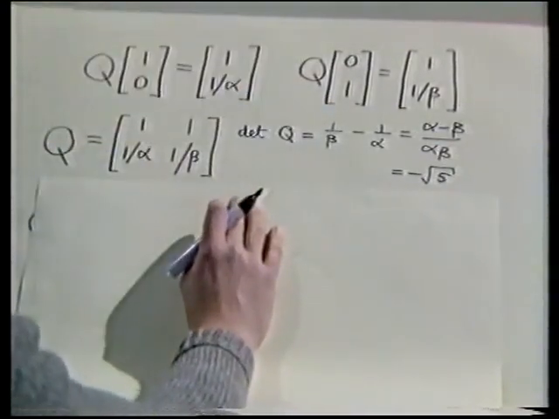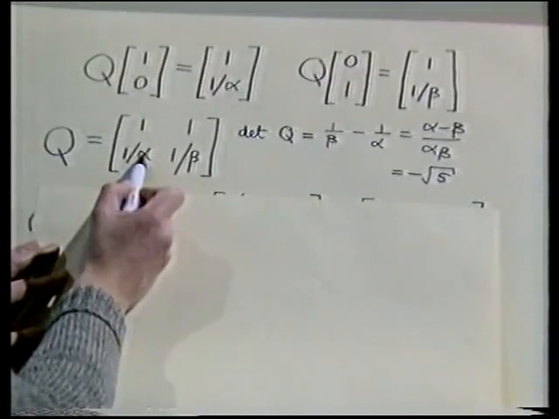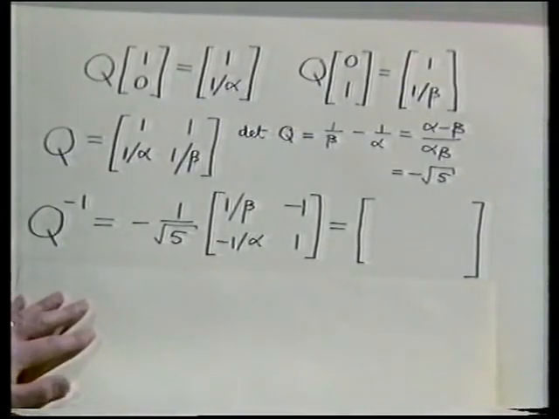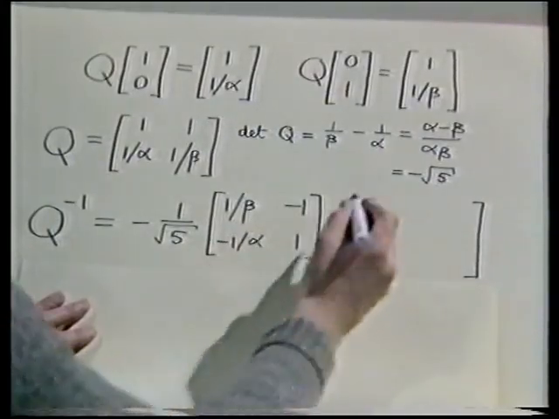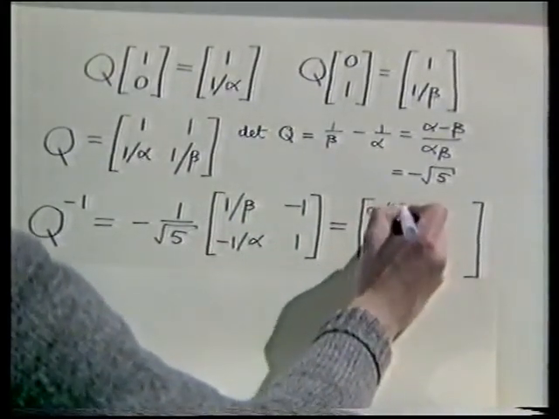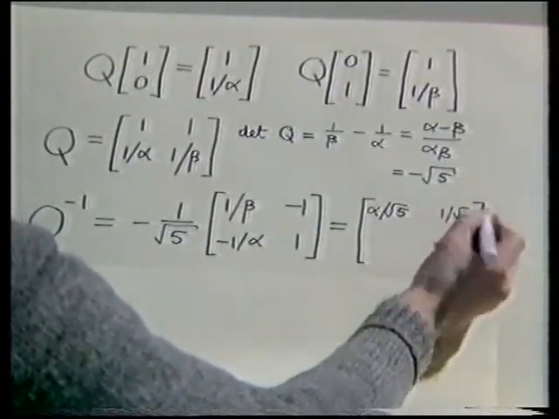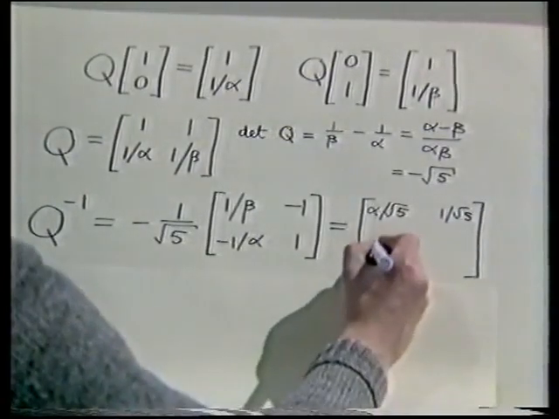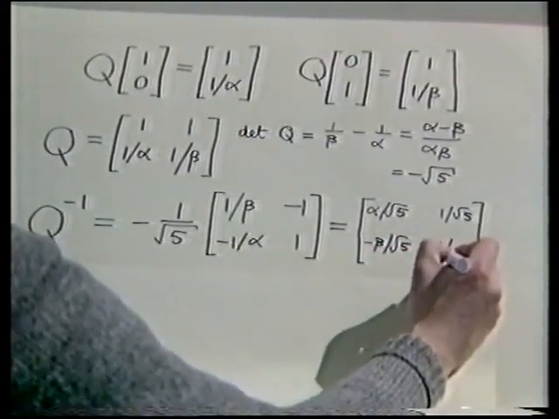Now, to find Q to the minus 1 from Q, what we do is to change these two terms over and make these two negative, and then we divide by the determinant of Q. And what we get is the following. Well, using the fact that 1 over beta is equal to minus alpha, I can rewrite this as alpha over root 5, and then 1 over root 5. And again, using the fact that minus 1 over alpha is equal to beta, here we have minus beta over root 5, and then here minus 1 over root 5.